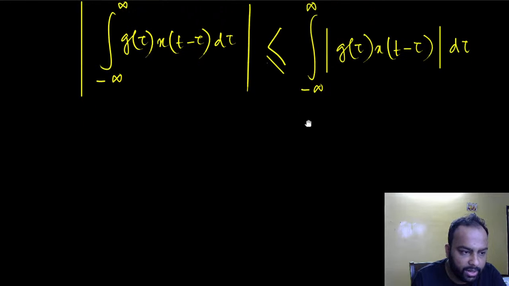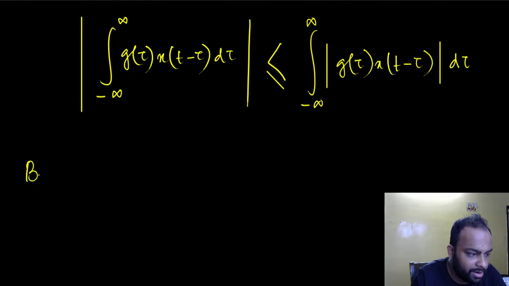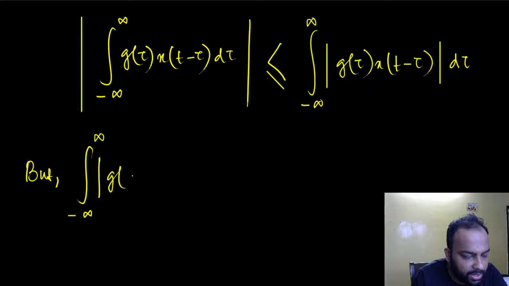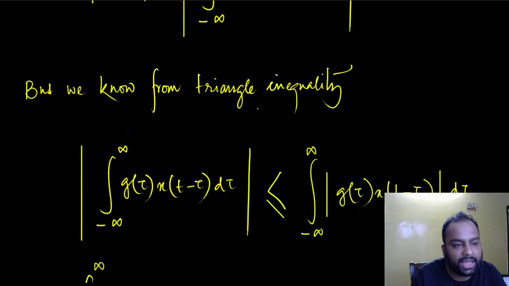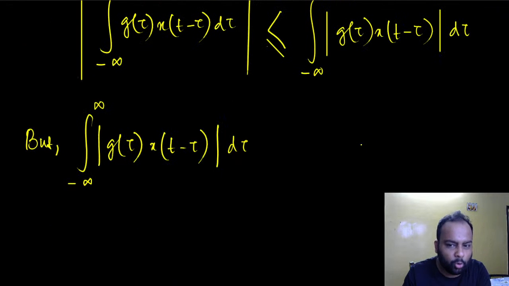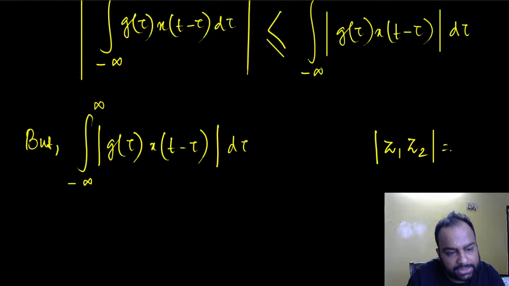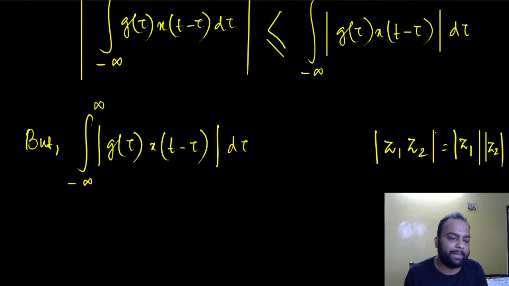Okay, got it. Now what about the right hand side here? What about this integral, negative infinity to infinity, of the mod of g(tau) x(t minus tau) d tau? Now think about complex numbers. There is one more thing about this. I'm not going to prove it. This is very easy to understand: the mod of z1 times z2 is equal to mod z1 times mod z2. And something that is applicable directly on complex numbers will also be applicable on real numbers. Our signals could be complex numbers as well. Doesn't matter really.